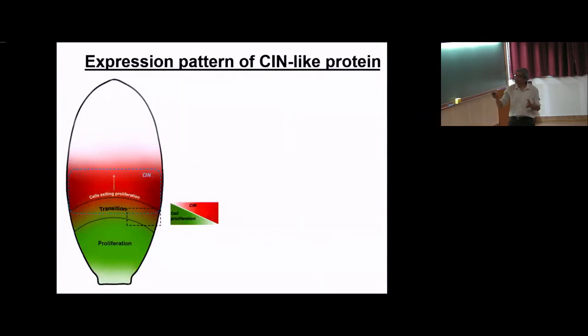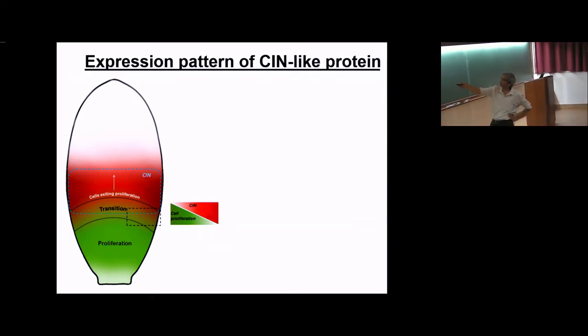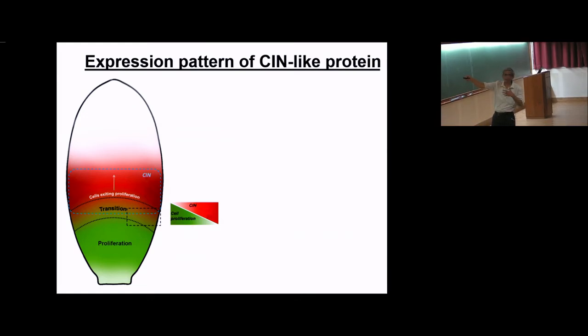So in a growing leaf, which has both cell proliferation and maturity, the tip is already mature, shown by the white color. The base is shown by green color, which is proliferating, and this is the transition zone where the cells are exiting cell proliferation and entering into maturity, and this is where the CIN is expressed.